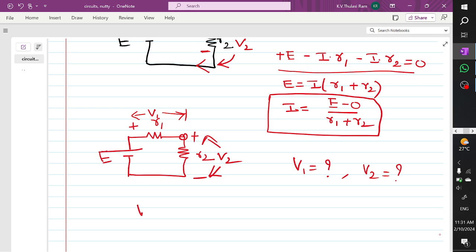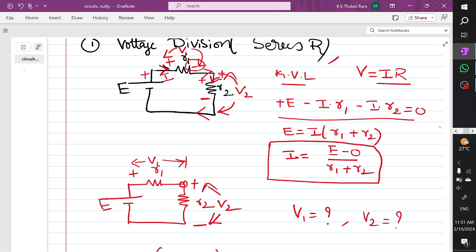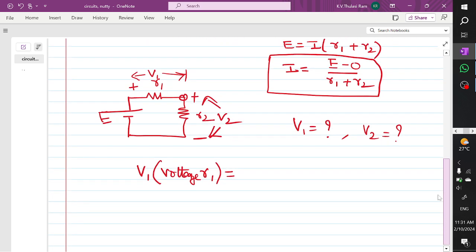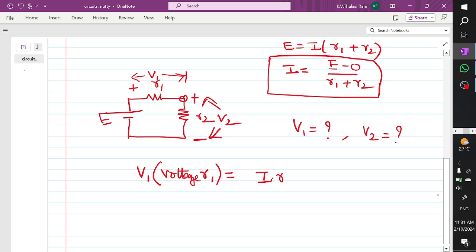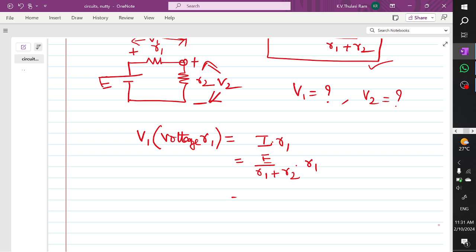Now let us try to find out V1. So what is V1? V1 is the voltage across R1. So how to write down the voltage across R1? I can write it as I into R1. So how to write down I? I can be written from this formula. I can write down this as E divided by R1 plus R2 multiplied with R1. So further I can write down this also like this, where E is called the total source voltage.